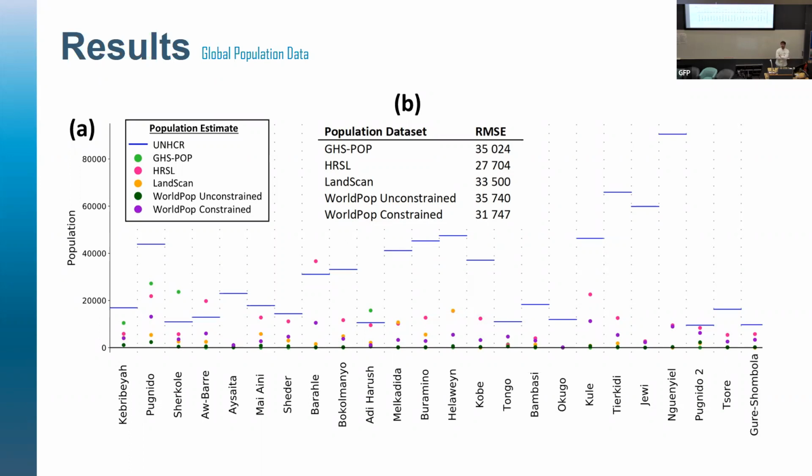The 2 worst performing data sets were the Global Human Settlement population layer, which predicted 0 population in 19 out of the 24 camps, probably because it was developed to map urban settlements. And the other worst performing data set was the WorldPop Unconstrained map, which regularly predicted camp populations in the low hundreds. The best performing global population map was Facebook's high resolution settlement layer.